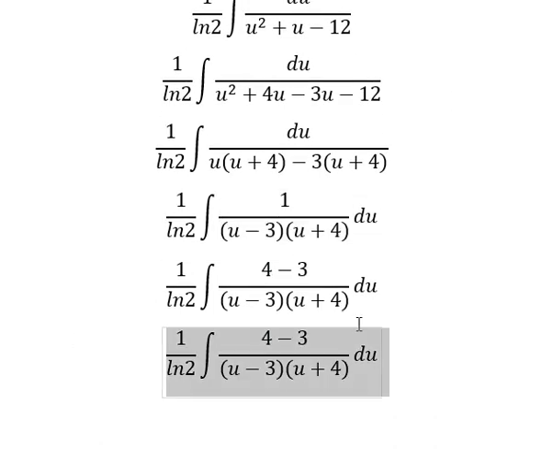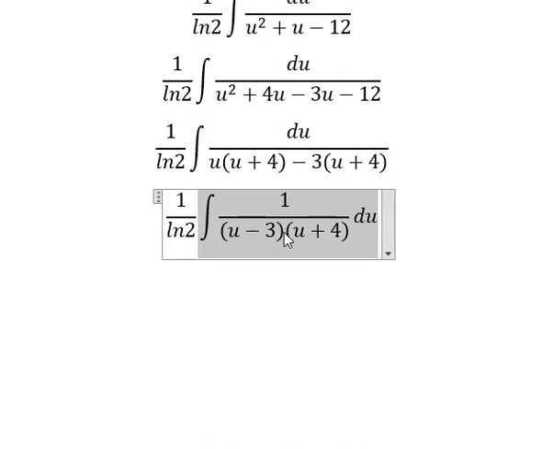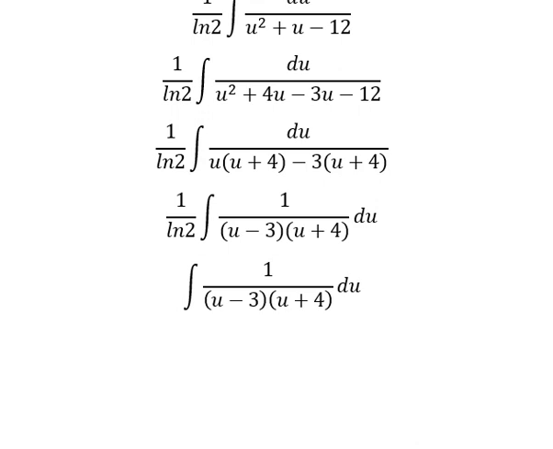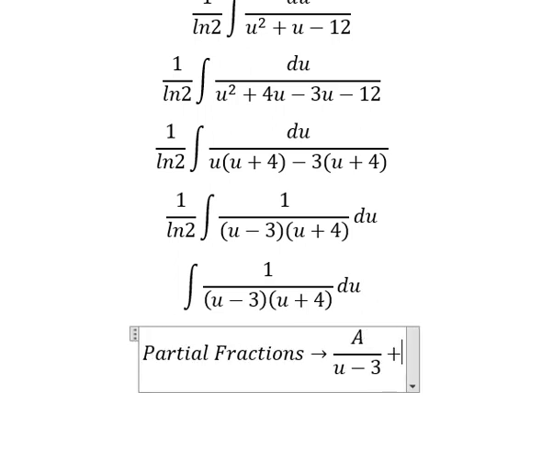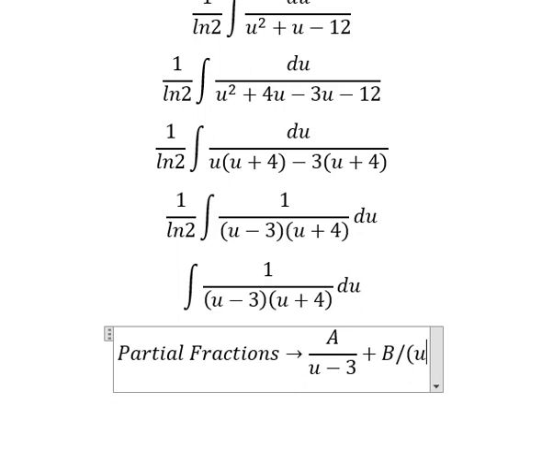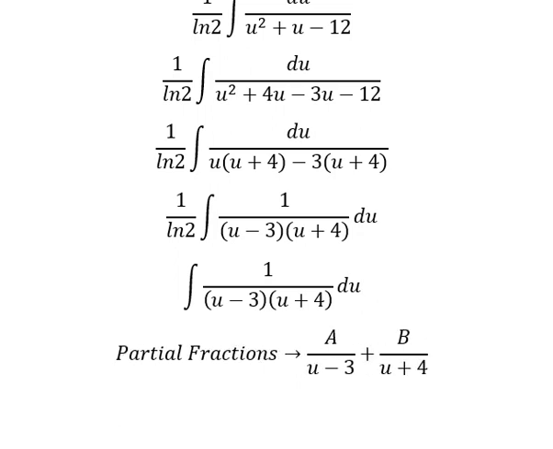So we cannot do it this way, sorry about that. So we need to concentrate on this one. So we can use partial fractions. So I will put A over u minus 3 and B over u plus 4. Now we can do common denominator.